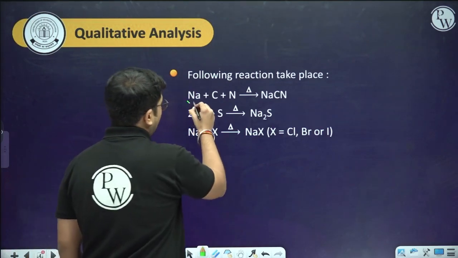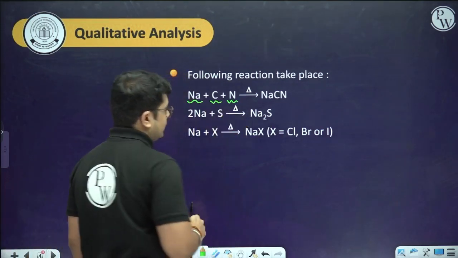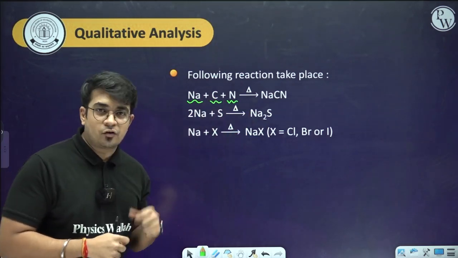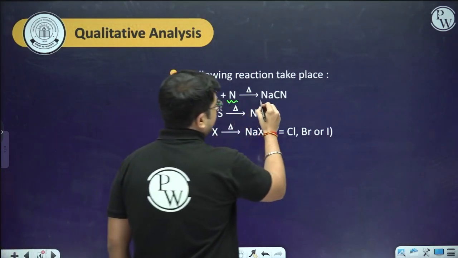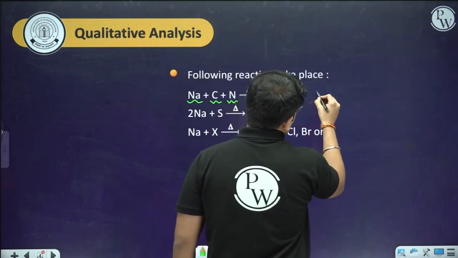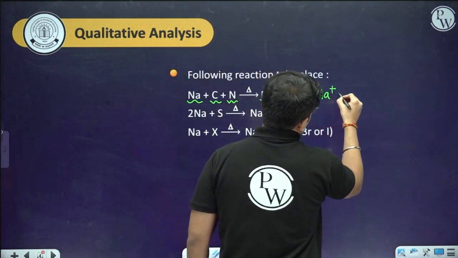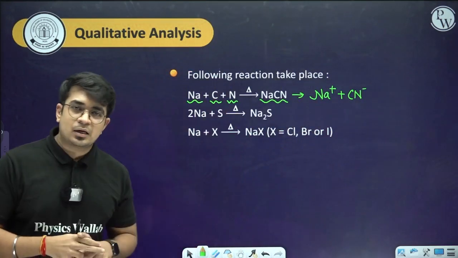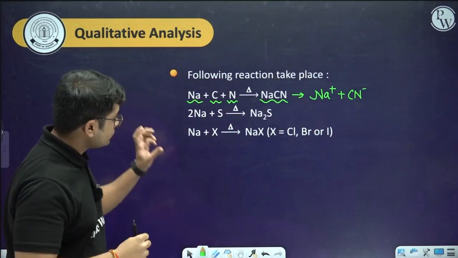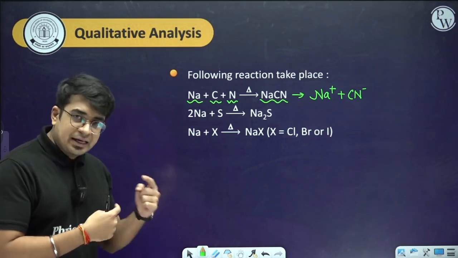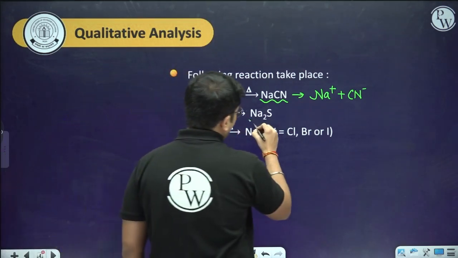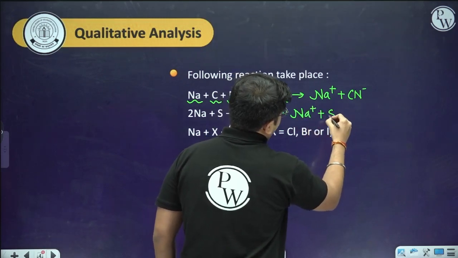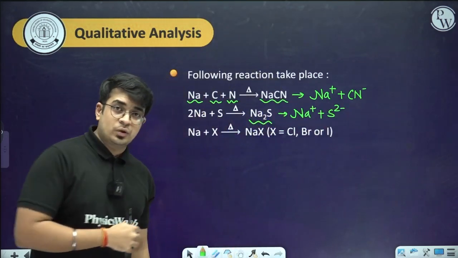So sodium, when it combines with carbon as well as nitrogen, these two parts coming from the hydrocarbon or derivative of hydrocarbon, are going to be converted into NaCN. Now you have the presence of Na positive as well as a CN negative ion. It means the entire part is now converted into ionic form. For example, we have sulfur. Again, after fusion, it's going to be converted into Na2S. It means now you have Na positive as well as sulfide ion, which is S2 negative.